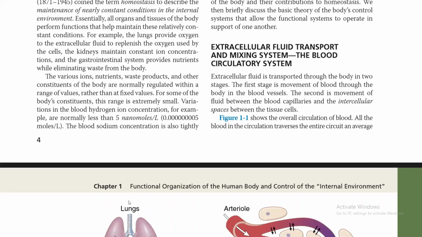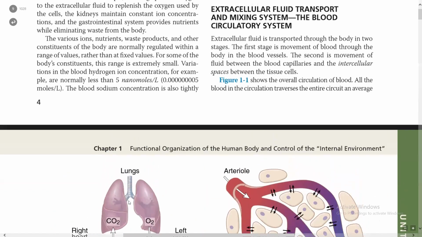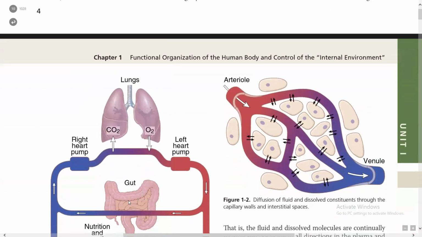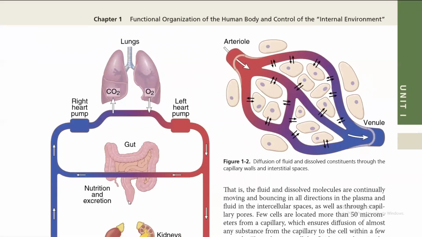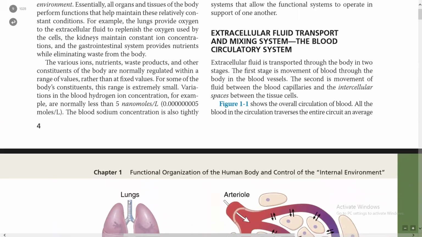And the second is the movement of fluid between blood capillaries and the intracellular spaces between the tissue cells. So that is the second type of movement or transport method of extracellular fluid. So over here in the diagram, it is being shown how this fluid is actually exchanged or transported through different parts of the body. So figure 1.1 shows the overall circulation of blood.